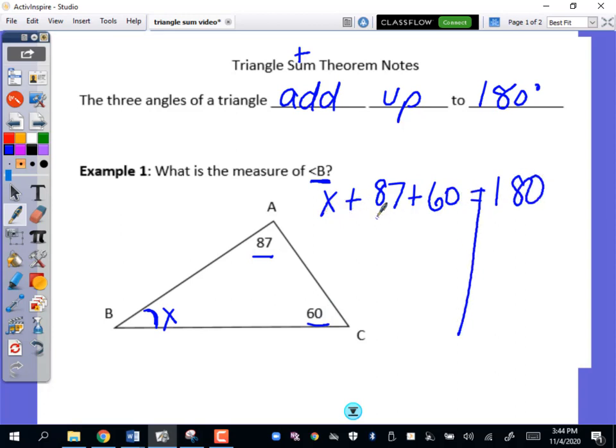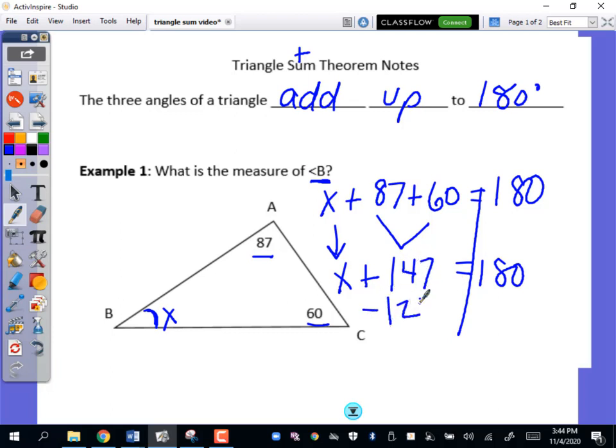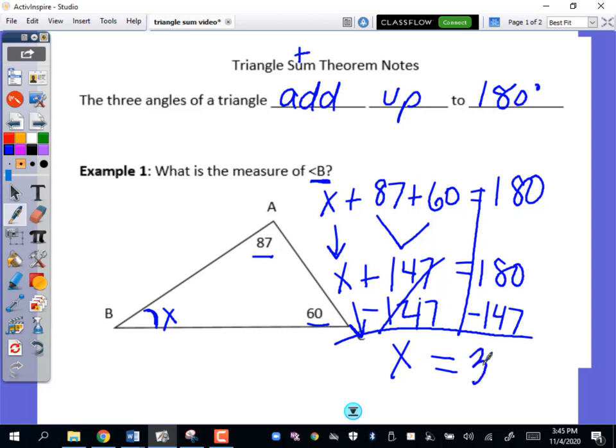I'm going to solve this equation. I'm going to combine like terms first. I'm going to add the 87 and the 60, which I'm going to type in my calculator, and you get 147. The X is still here, it drops down, plus 147 equals 180. Now I've got to move the 147 to the other side, so minus 147. That cancels out, and I'm just left with X equals 180 minus 147, which is 33. So that tells me that angle B equals 33.